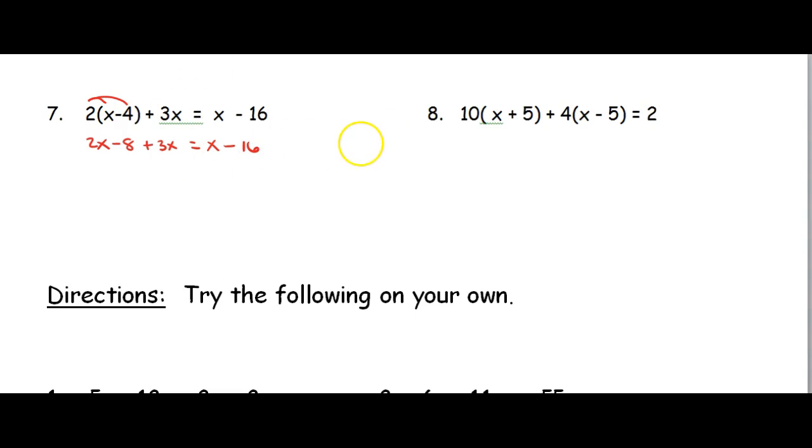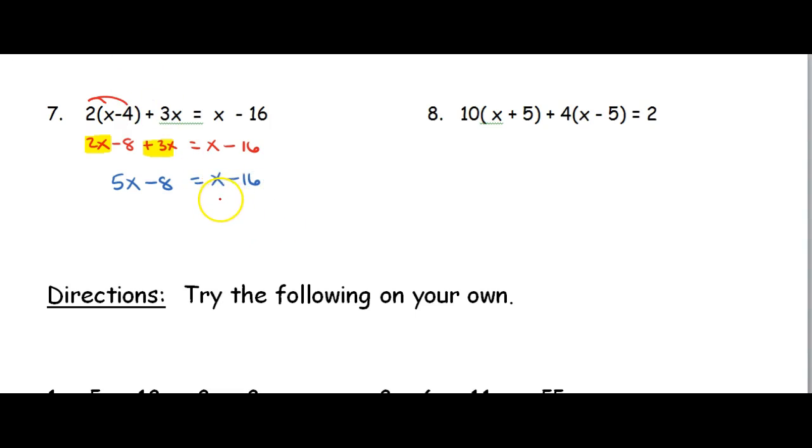Now my next step is to look at the left side. Do I have any like terms on the left side to combine? Yes. Remember, I'm treating each side of the equal sign independently right now. So, 2x plus 3x gives me 5x. Is there anything on the left side I can combine with the negative 8? No, so I bring it down. Now, on the right side, I have no simplifying to do, so I bring down the x minus 16.